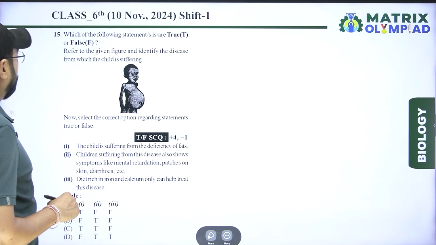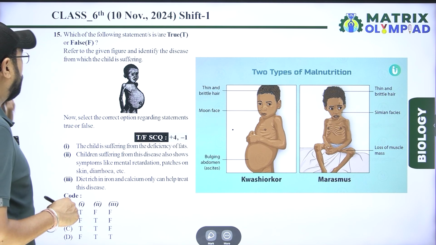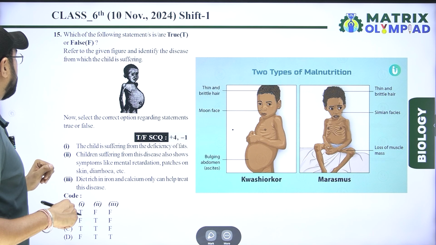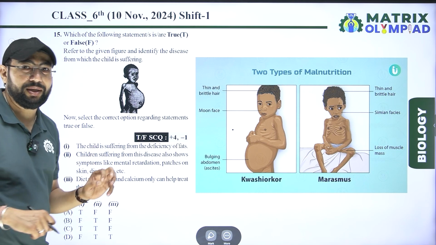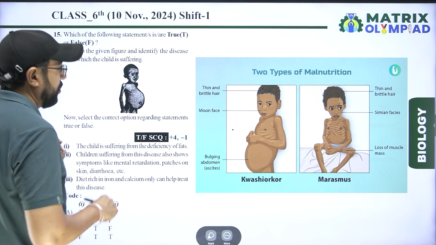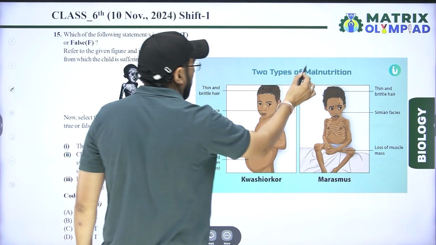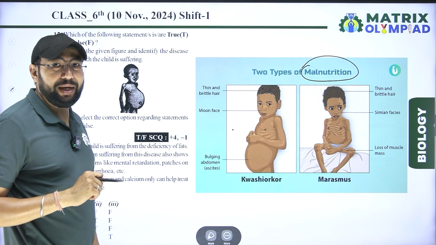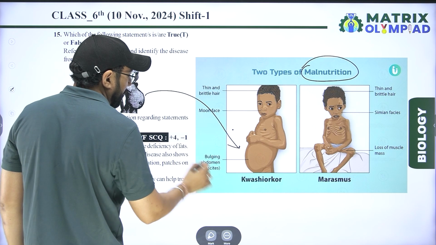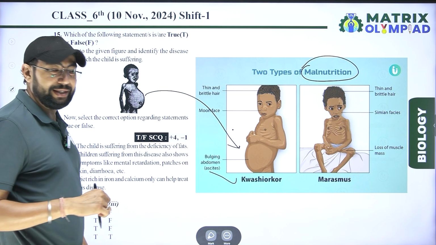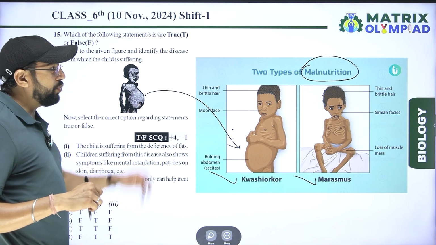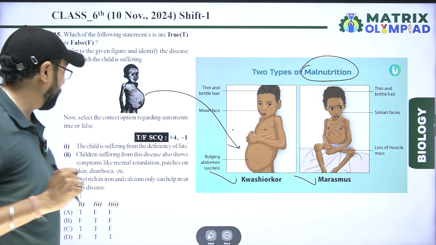Which of the following statements are true or false? Refer to the given figure and identify the disease from which the child suffers. The given diagram is like this. So we can say malnutrition. Malnutrition shows this type, kwashiorkor disease, and this, marasmus disease. These are the two types of malnutrition.